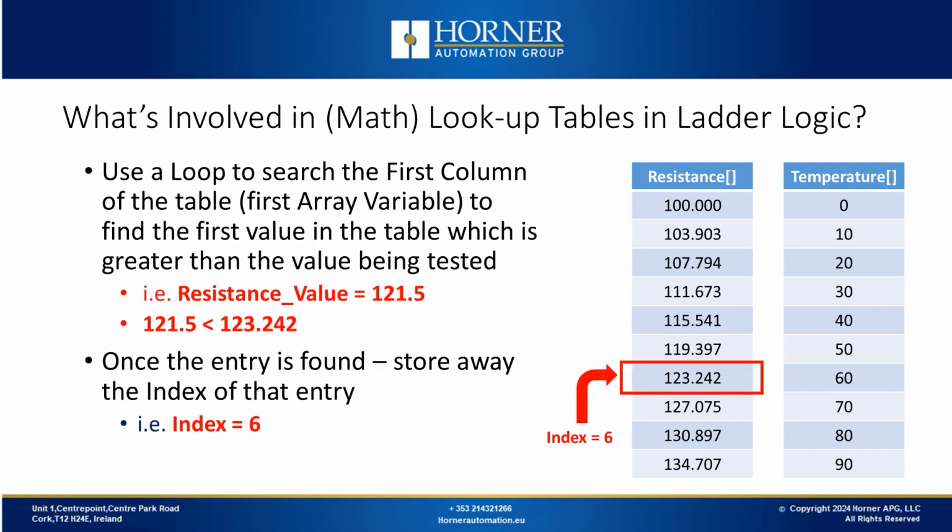Once again, we will be utilizing loops in our logic for this lookup table. When using a lookup table for maths, you will usually not be able to find an exact match between the value you are checking and the value in the table. For example, if we are measuring a resistance value of 121.5 ohms, we will be looking for the first value in the table that is greater than this value. In our example shown, this is 123.242. We will then make a note of this index level, which in this case is an index of 6.